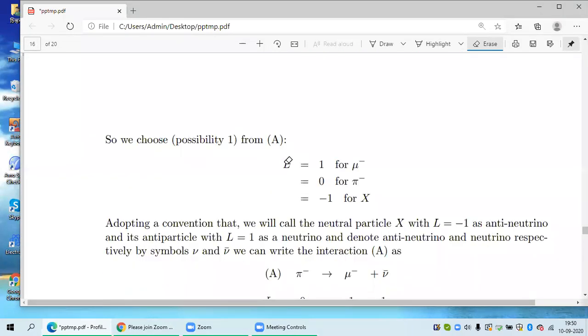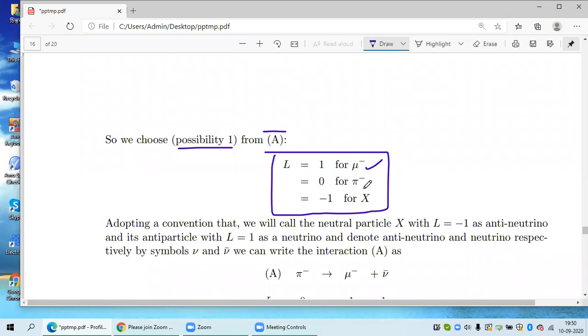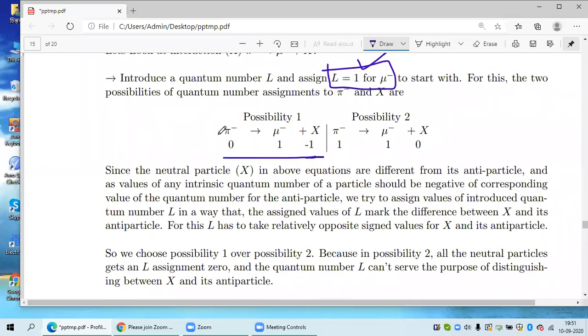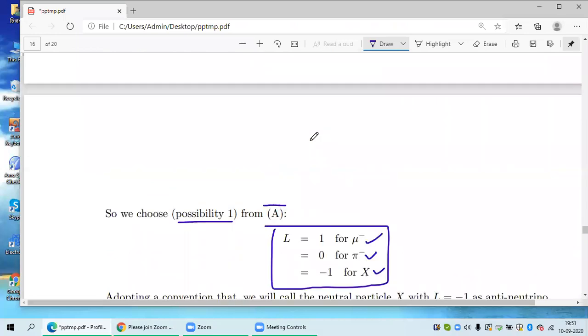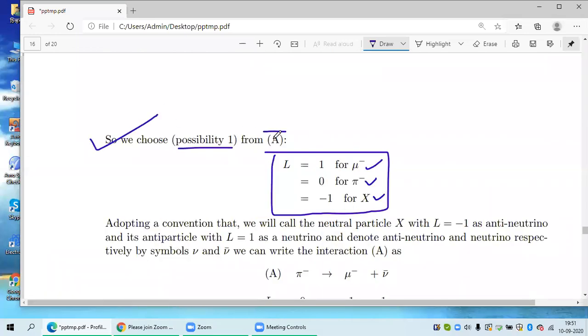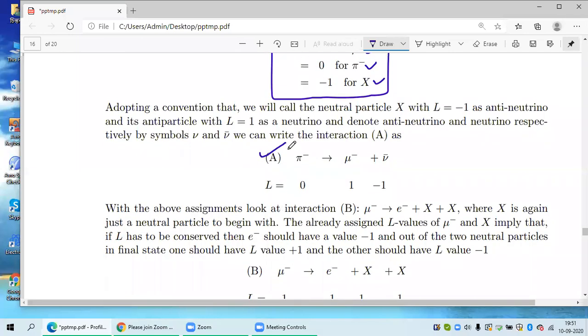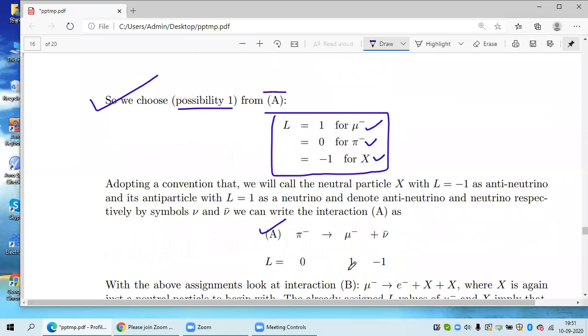So this is our assignment. L equal to 1 for mu, and for the first interaction A, possibility 1, which we adopted, that gives 0 for pion and minus 1 for X. So from interaction A, which is pion decay, we check that obviously L is conserved.